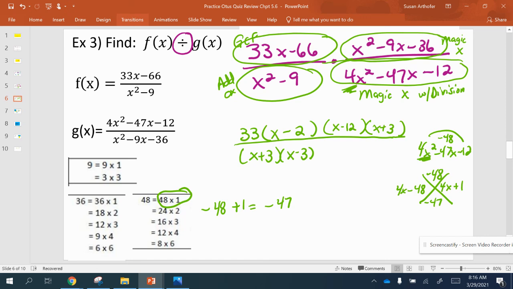And the only place we can divide is on the left side. We can divide by 4s. So this would be x minus 12, and this one would be 4x plus 1. And again, you can hit pause if you need a minute.